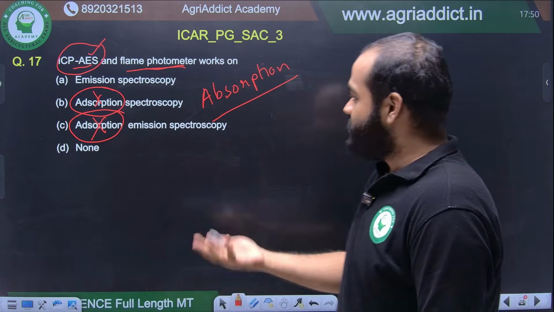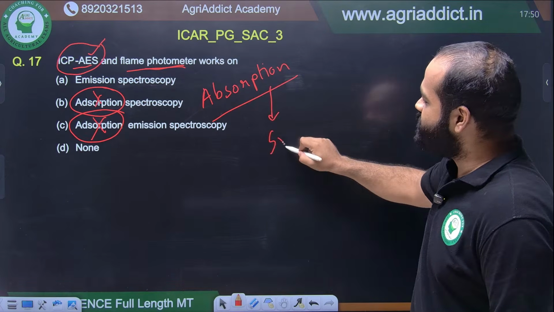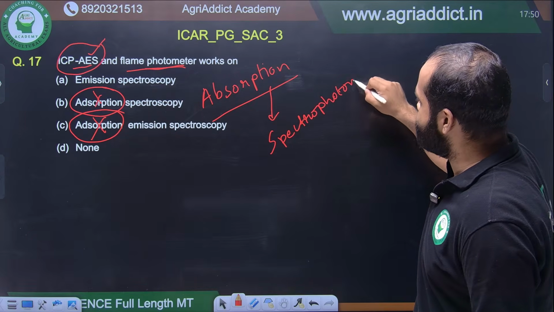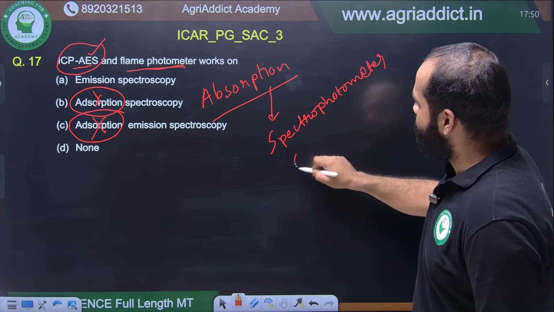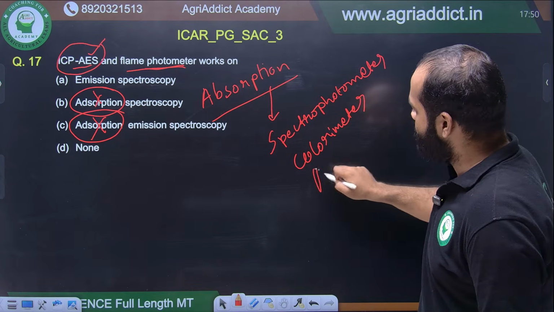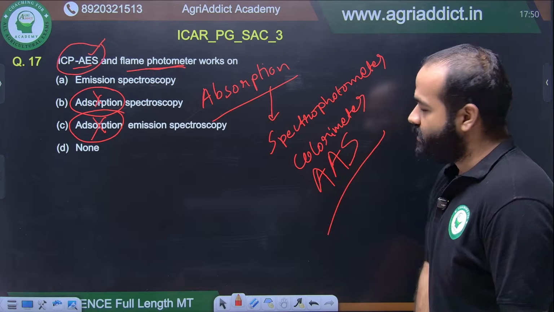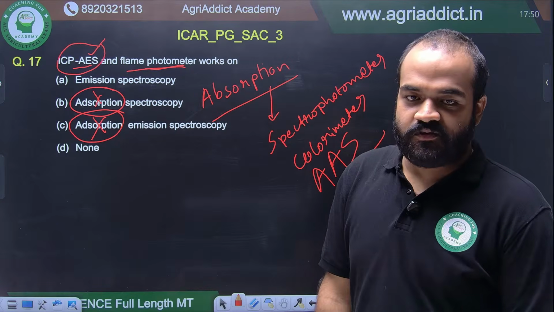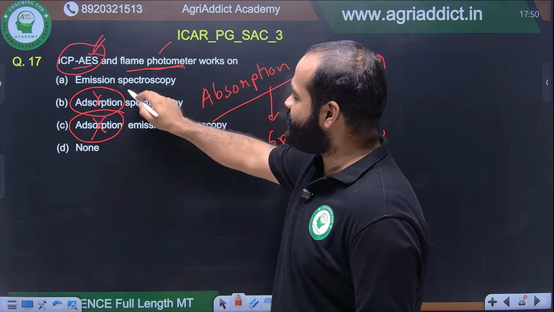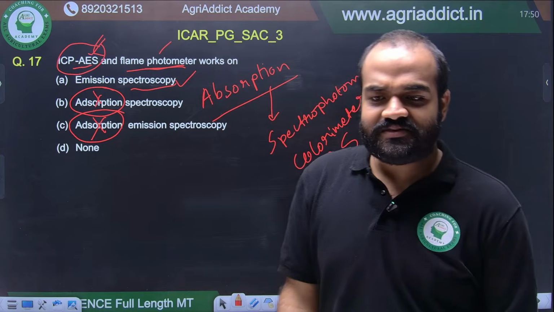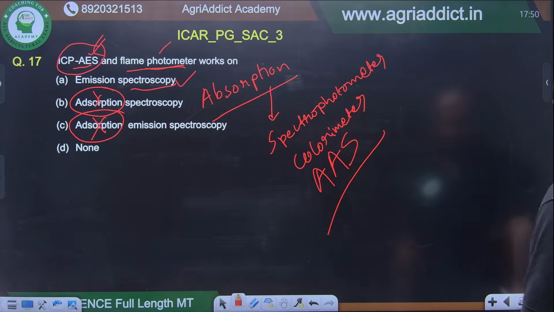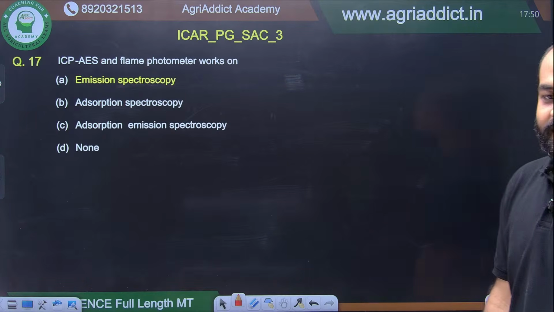All right. दूसरी बात है absorption spectroscopy में आता है spectrophotometer, फिर colorimeter, फिर double AS. इसमें आता है absorption spectrophotometry. और flame photometer and ICP AES, these are the examples of emission spectroscopy. What is so hard in that? Why would you write C? It is definitely emission spectroscopy.